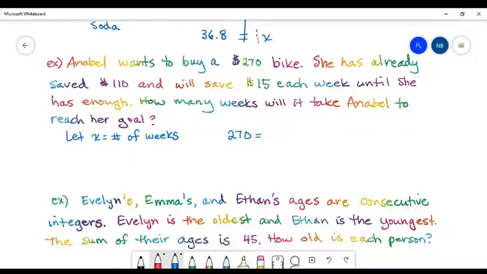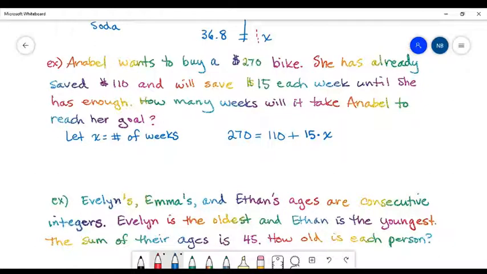She already has $110, and she's adding $15 each week until she has enough. Now, she can't just add $15 once, because then she'll only have $125. She has to add $15 several times in order to have enough money. So it's $15 times the number of weeks, and she stops when she gets the $270.